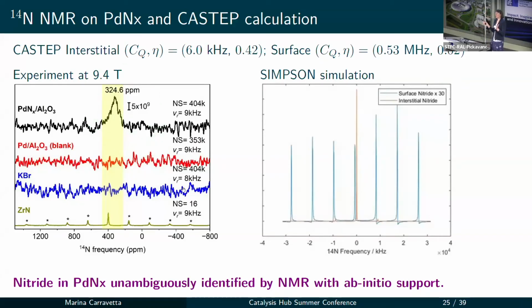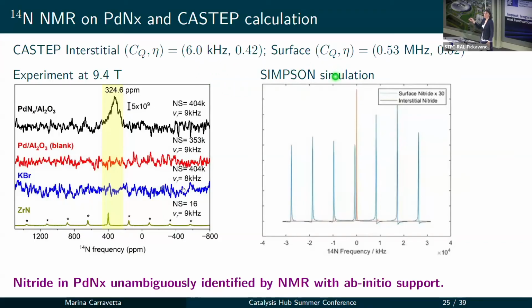Now, just because we saw a signal, we cannot really say entirely what it is. So what we did is that we used CASTEP in order to estimate the quadrupolar parameter for a nitride which was interstitial and a nitride that was on the surface. Due to symmetry, a nitride which is interstitial is in a very, very high symmetry environment. And as a consequence, the quadrupolar interaction is estimated to have a size of only 6 kilohertz.